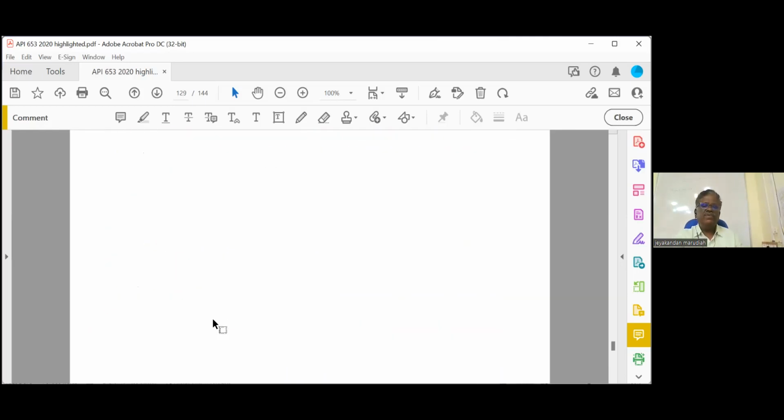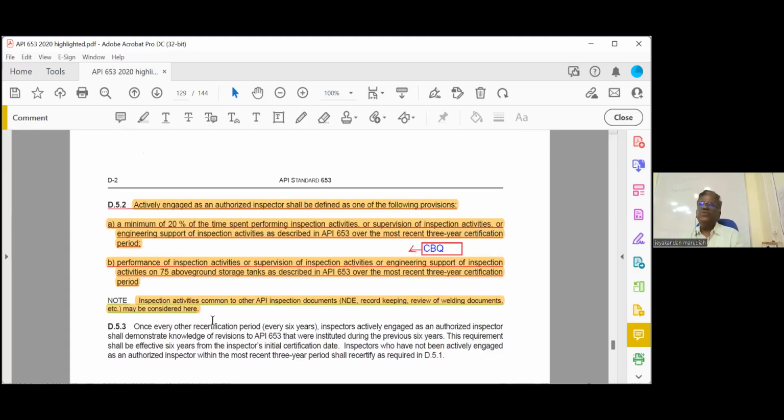Then Annexure D, nothing is important. Now go to Annexure D2, page number D2. Every 3 years, you have to renew your API certificates. So in the 3-year period, you should give evidence that you are continuously working in tank inspection for at least 20% of the time.